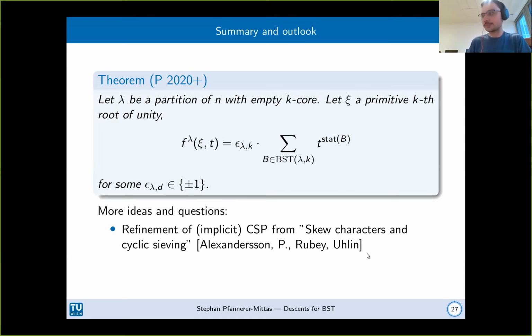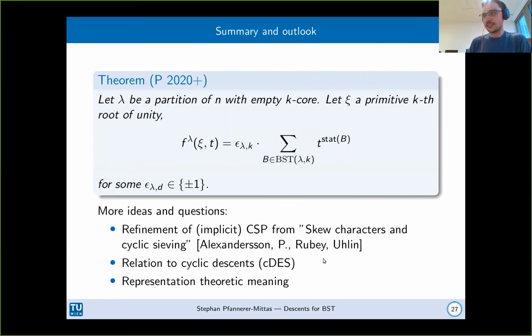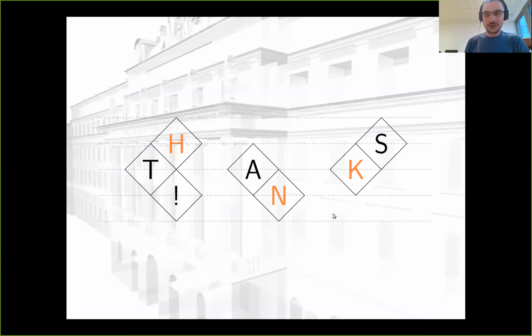and similar results. Then of course it would be quite interesting to see if there is some story that relates to cyclic descents, and then it would also be quite interesting to see some representation theoretic meaning. That's all for my talk, and thank you for your attention.